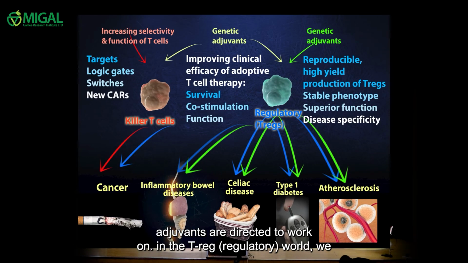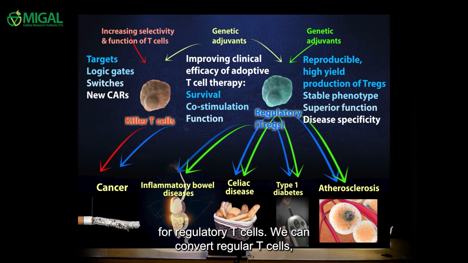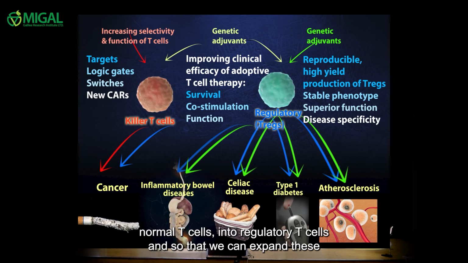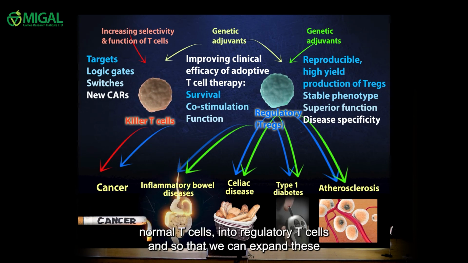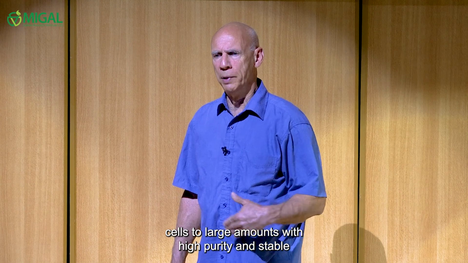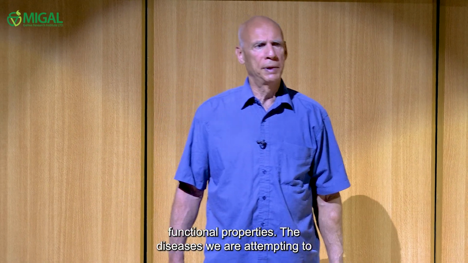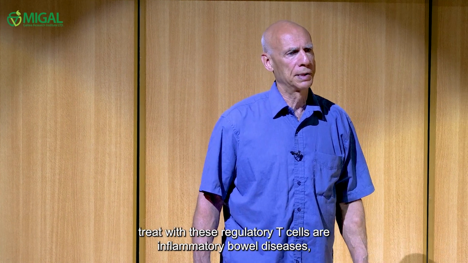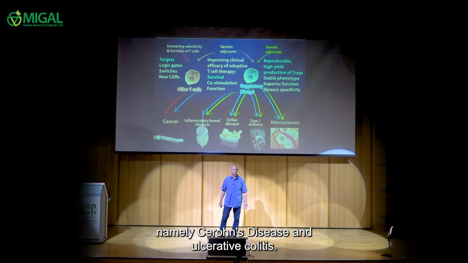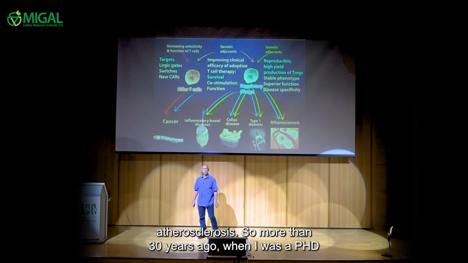And in the Treg world, we attempt to create, using new genes, a new source for regulatory T cells. We can convert regular T cells, normal T cells, into regulatory T cells, so that we can expand these cells to large amounts with high purity and stable functional properties. And the diseases we are attempting to treat with these regulatory T cells are inflammatory bowel diseases, namely Crohn's disease and ulcerative colitis, celiac disease, type 1 diabetes and other autoimmune diseases, and atherosclerosis.